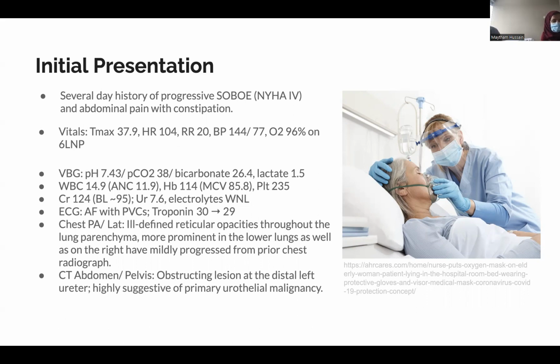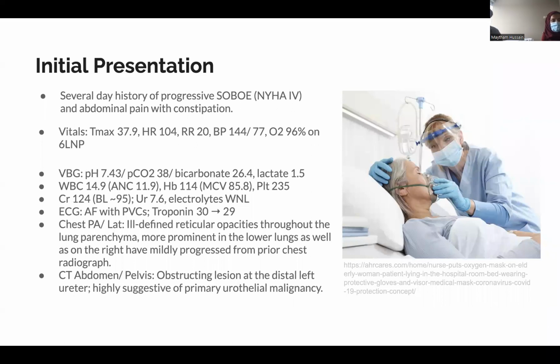Her investigations were most notable for a leukocytosis of 14.9 and an AKI with a creatinine of 124, elevated from a baseline of 95. Her ECG did demonstrate AFib with PVCs, but she did have a stable troponin. Her chest X-ray did demonstrate ill-defined reticular opacities throughout the lung parenchyma, more prominent in the lower lung zones, as well as on the right.